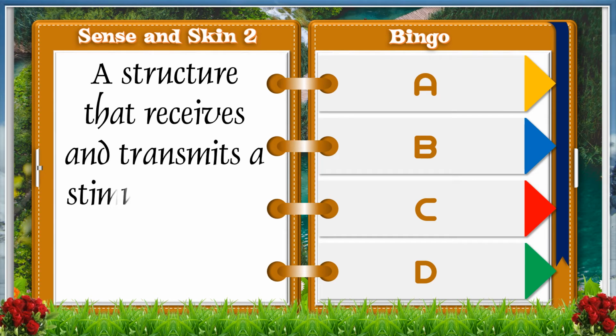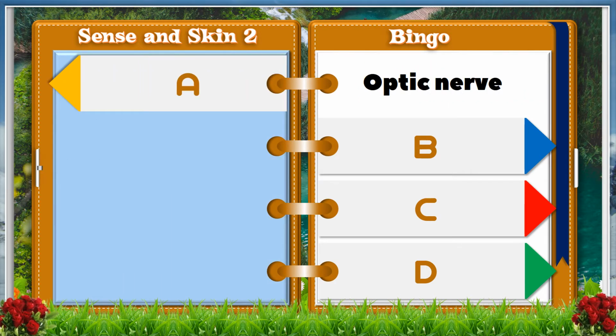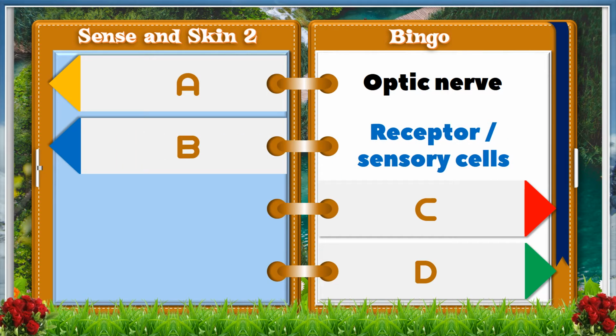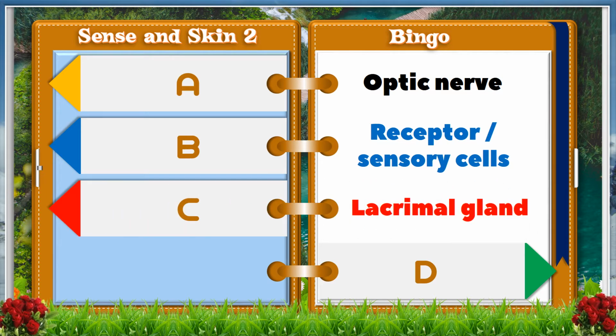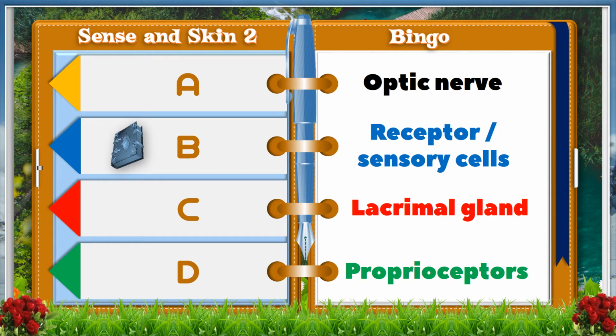A structure that receives and transmits a stimulus: touch, smell, taste, pain, etc. A. Optic nerve. B. Receptor or sensory cells. C. Lacrimal gland. D. Proprioceptors. And the answer is B. Receptor or sensory cells.